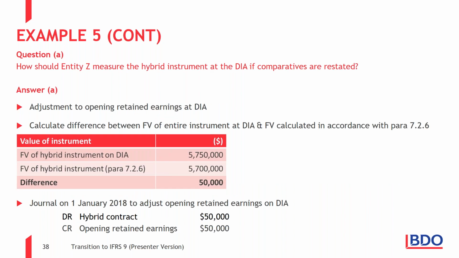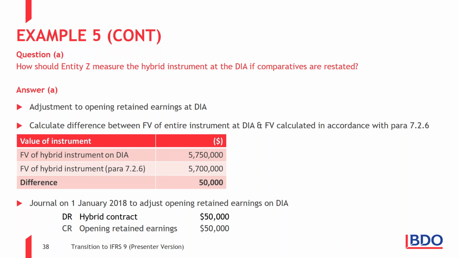Important, your adjustment is against opening retained earnings at the date of initial application. You cannot go back into the previous year. And then also you'll calculate the difference between the fair value of the entire instrument and the fair value that we've now calculated in accordance with 7.2.6.